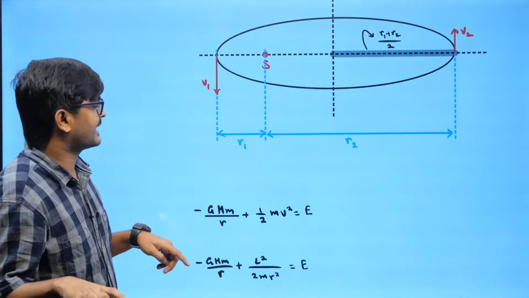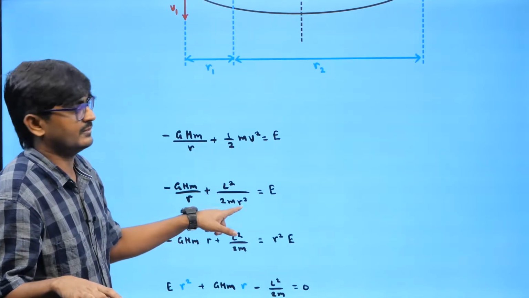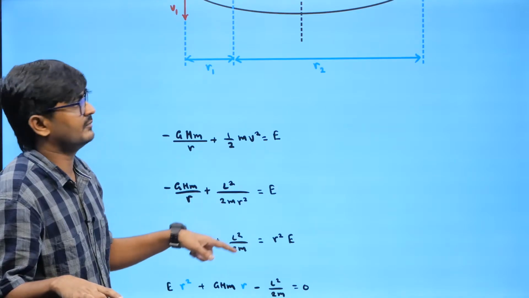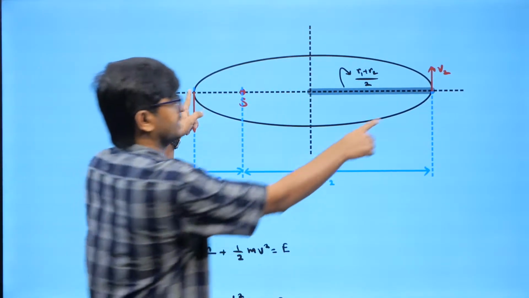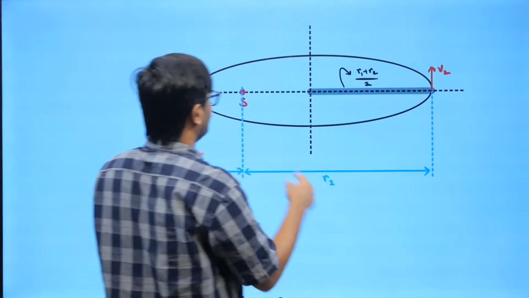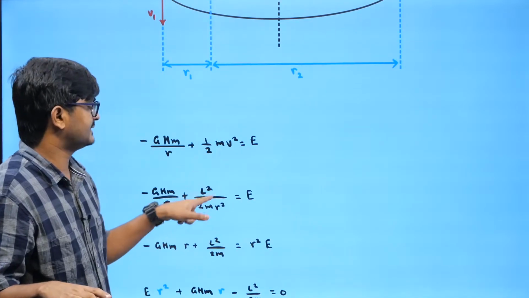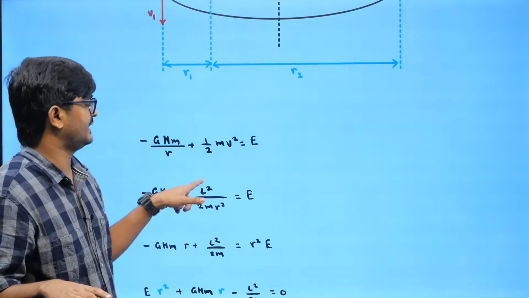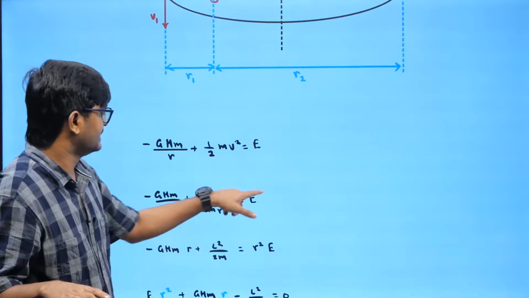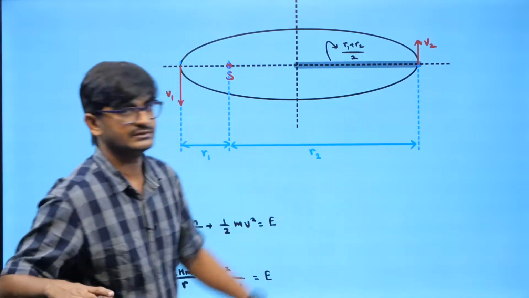Now this is generalized for any point on the ellipse, but for these two particular points, what I can do is I can write kinetic energy as L square by 2 times the moment of inertia. That I can write only for these 2 points, because the angle between position vector and velocity is turning out to be 90 degrees for only these 2 points. So for only those 2 points, I can write kinetic energy as L square by 2mr square. L is angular momentum.